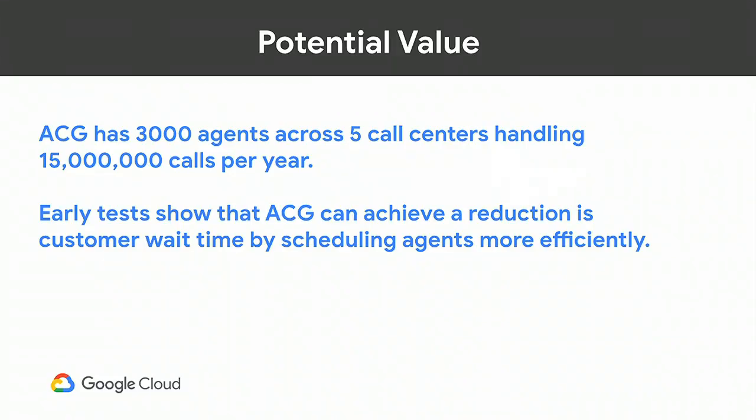Probably, yeah? Okay, good. Look, we've got 3,000 agents across 5 call centers handling over 15 million calls a year, and I got to tell you that this is working for us. Early MVP results show that we can begin to reduce call times because we're accurately able to put the right staff in place on a regular basis. Now that's huge for us for all of the reasons that I mentioned. When our customers call, we need to be there.